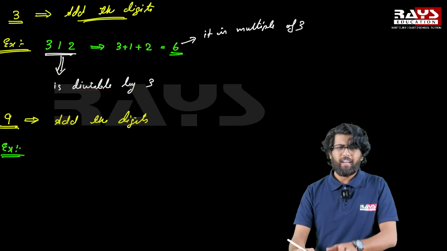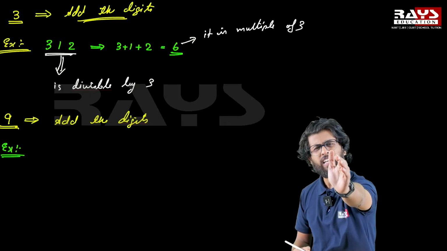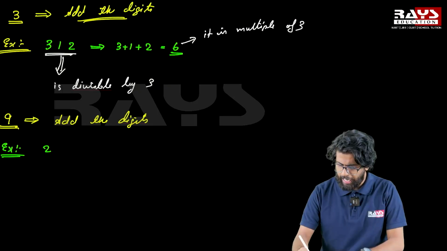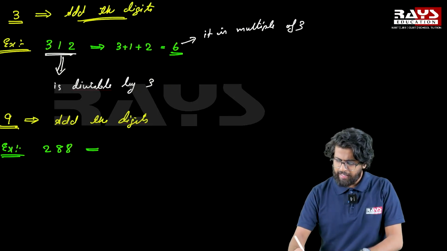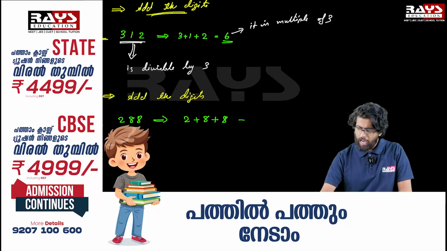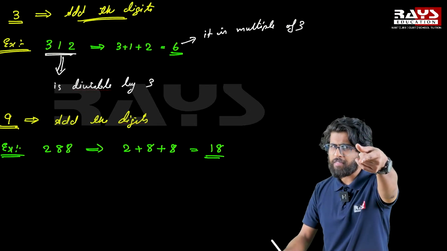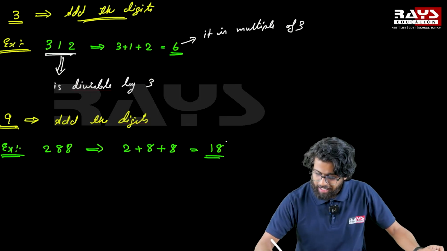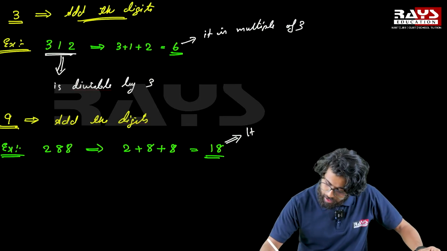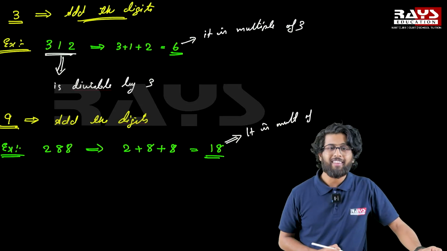Example. Give me a number, guys. Let's take 288. 288 will do for you. Yes, 288. Let's add the digits. 2 plus 8 plus 8, and what is this? 18. And tell me, guys, is 18 a multiple of 9? Yes, 18 is a multiple of 9. 2 times 9 is 18. So it is a multiple of 9.